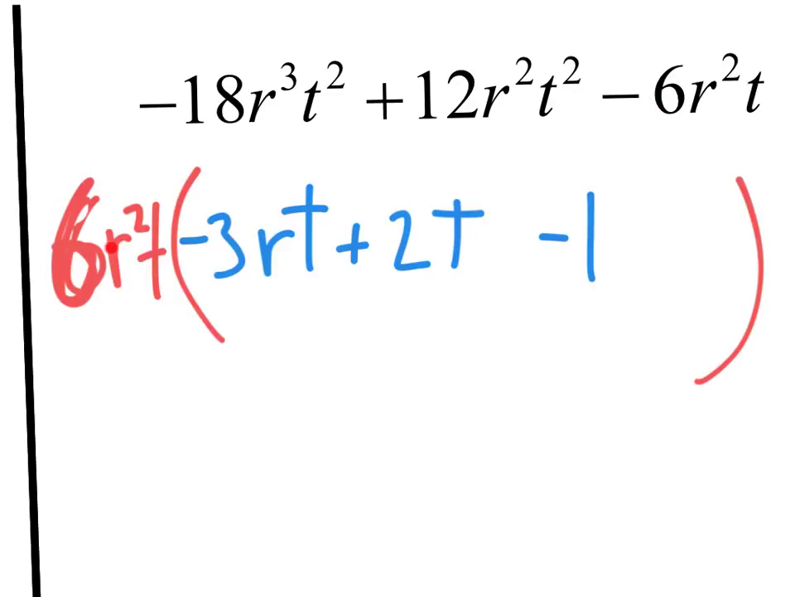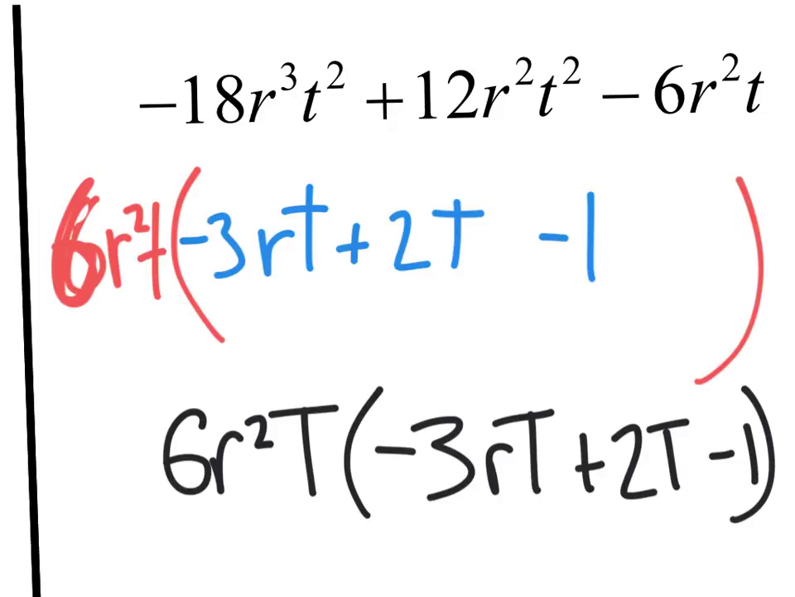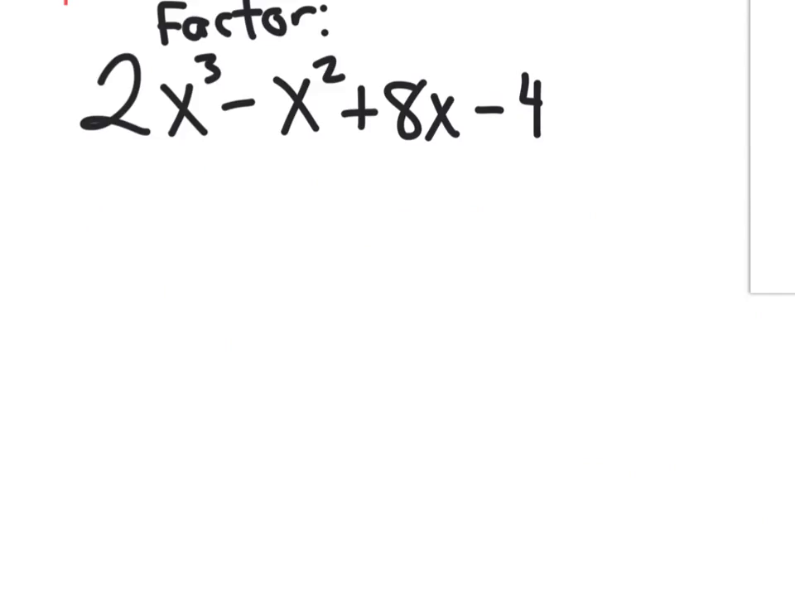And then R squared times what gets you an R squared? You don't have to worry about it because it's already R squared. And then T times what gets you a T? You don't have to worry about it because it's already a T. Ladies and gentlemen, that's your answer. There it is, rewritten a little nicer. Everybody please jot this down.